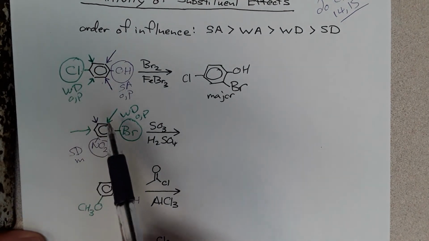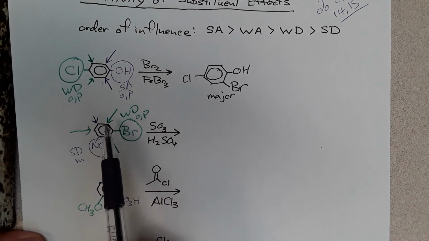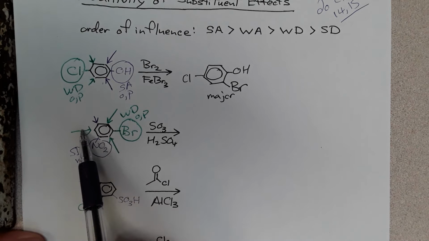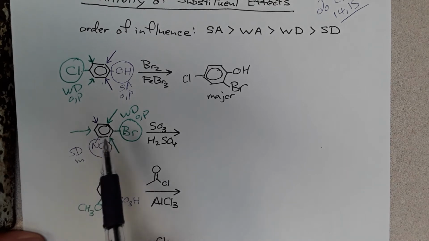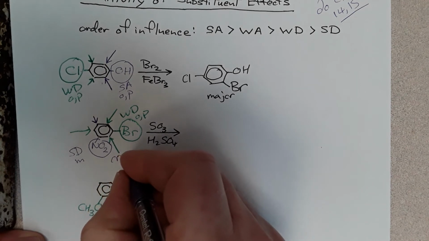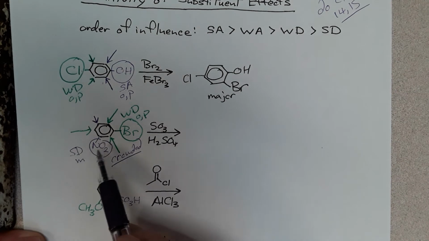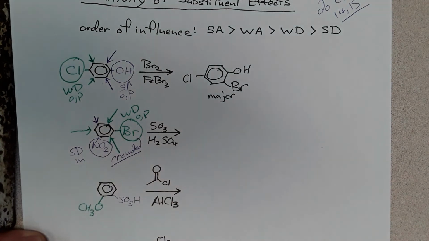So again, the major products are going to be adding the sulfonic acid in this position and this position, except that this is crowded. Whenever you have a position that's in between two other groups, then that will add much more slowly, and that will not be a major product.